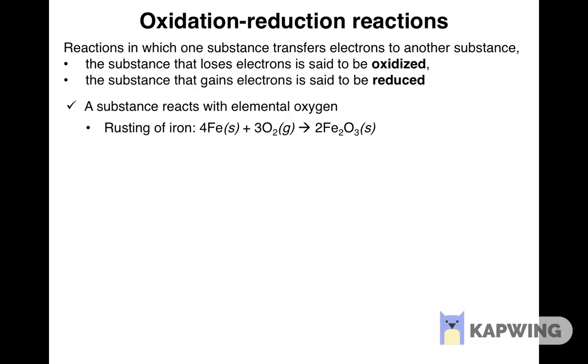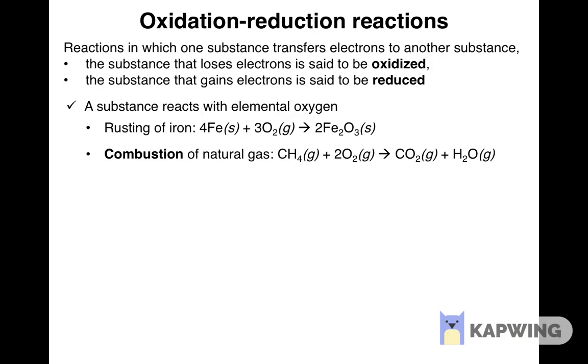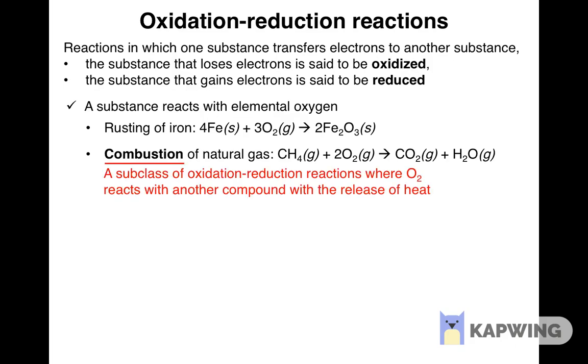A subclass of oxidation-reduction reactions where molecular oxygen, O2, reacts with another compound with the release of heat are called combustion reactions. Burning fuels such as natural gas or gasoline are examples of combustion reactions. In gas stoves and Bunsen burners, the fuel burned is natural gas, or methane, CH4. The methane molecules combine with oxygen molecules to form carbon dioxide and water vapor.